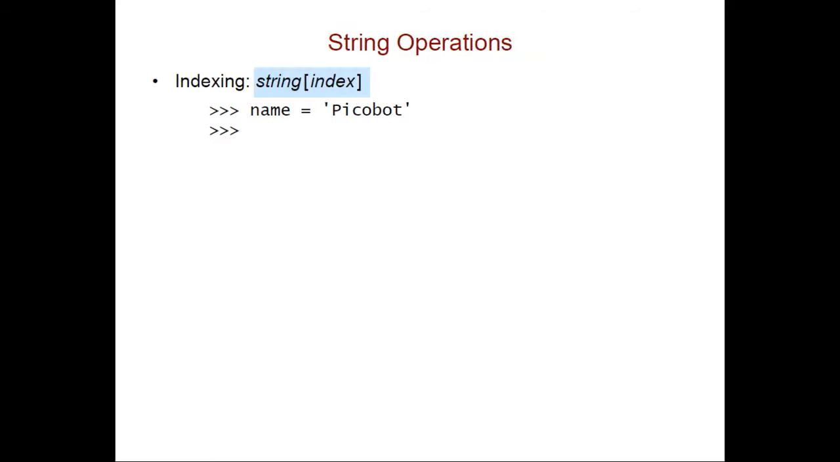We can extract a single character by just putting the index in brackets after the variable name for the string. So if we assign the string picobot to the variable name, then if I say name brackets 1, I'm going to get the character i, because remember we start with 0 for the index of the first. So the i is at position 1 in the string. If I do name brackets -3, I get the lowercase b. Here we're going from right to left. -1 is the t, -2 is the o, -3 is the b.